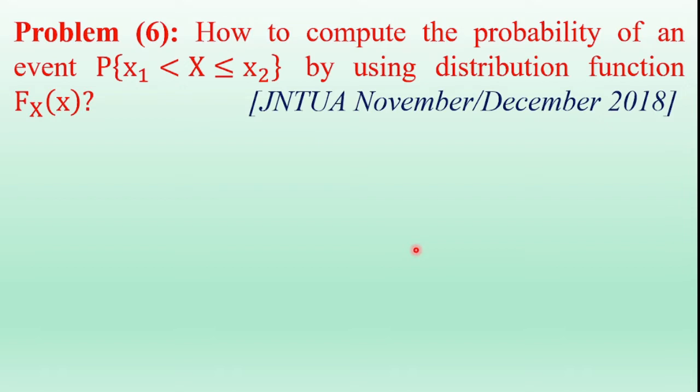In this video, I am going to discuss an example of a PTSP problem. This is a previous examination question. The given example is how to compute the probability of the event P of x1 less than X less than or equal to x2 by using the distribution function capital Fx of x.